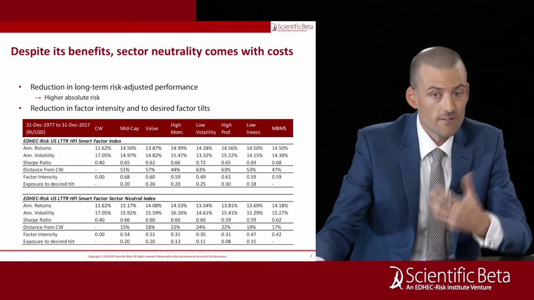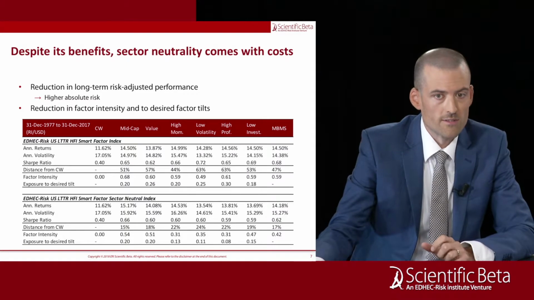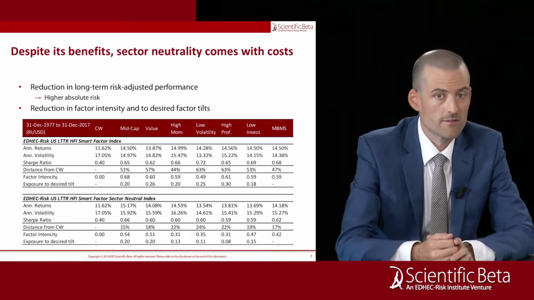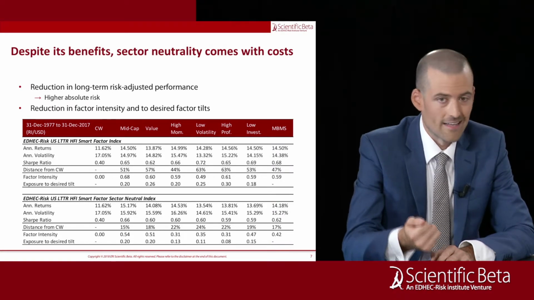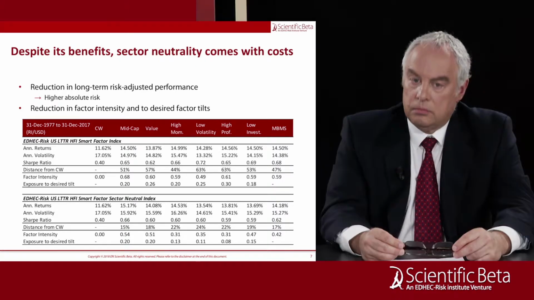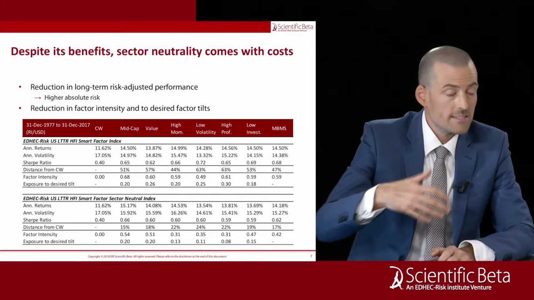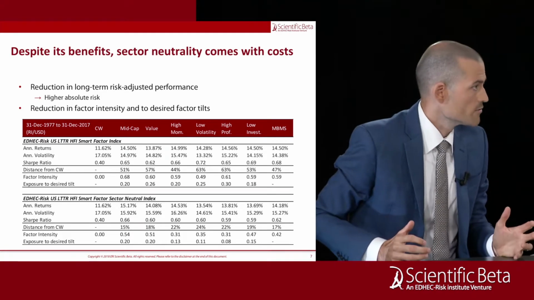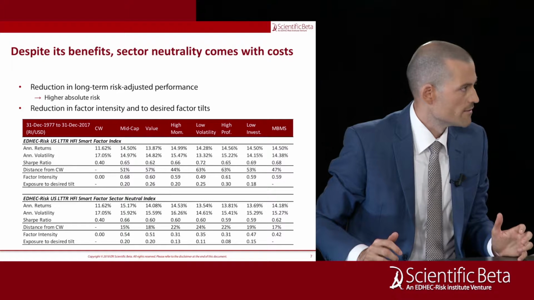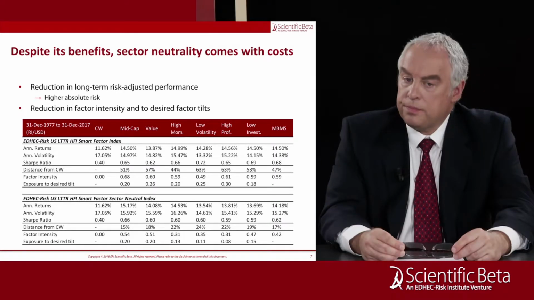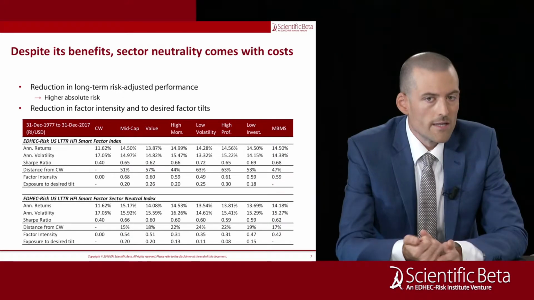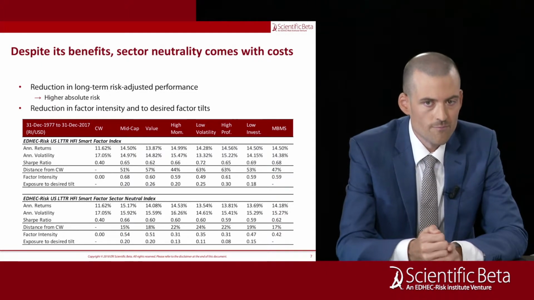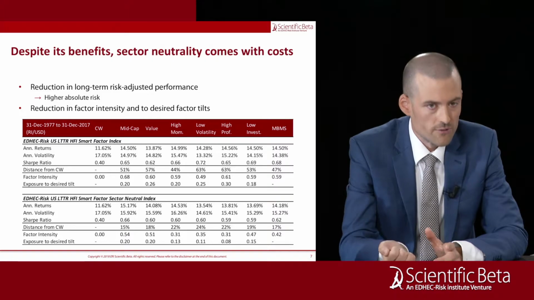And this reduction of distance has two important consequences. First one, there is a reduction of risk-adjusted performance through an increase of volatility and a decrease of returns. This is important for investors because when you want to invest in smart factors, you want to have the highest possible risk-adjusted performance. Okay? The second important impact is that the factor exposure to the desired tilts is dramatically reduced.